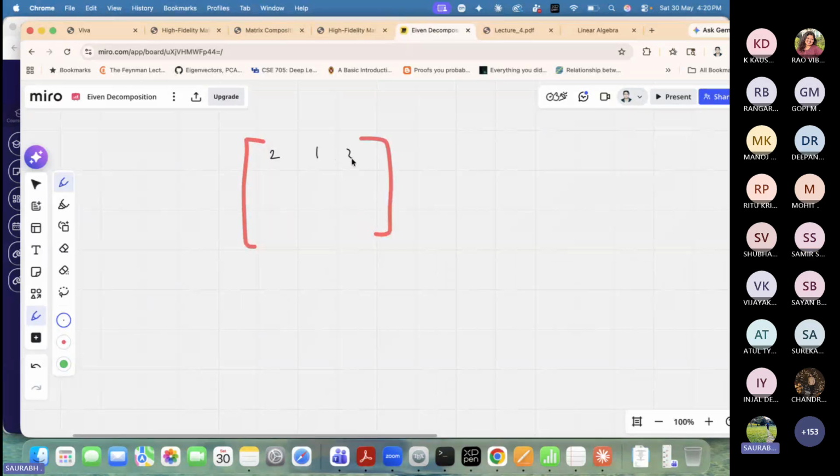Let's say there's a matrix 2 1 3 1 4 1 0 minus 1 2. Let's say that this is the matrix. And in this matrix, there are chances that you will get three different eigenspaces. Or let's say you can even get an eigenspace which is two-dimensional, and another eigenspace which is one-dimensional.